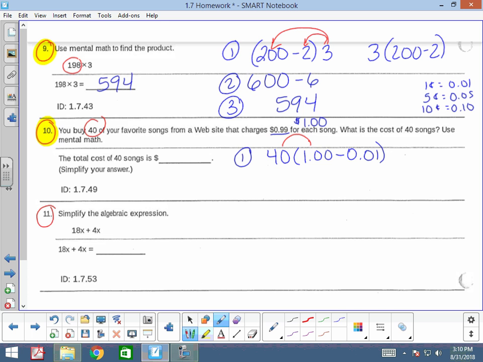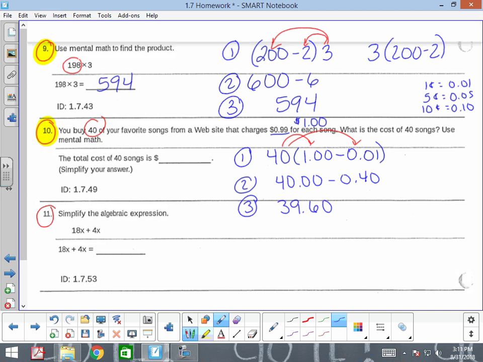Second step, we're going to do the distributive property. So 40 times $1, well, that's $40. And 40 times 1 penny, that's 40 pennies, 40 cents. And now we're going to subtract, and that is $39.60. They actually have the dollar sign on the program, so you don't have to enter the dollar sign. Just enter 39.60. Remember, this is money, so it needs to have that 0 in the hundredths place.